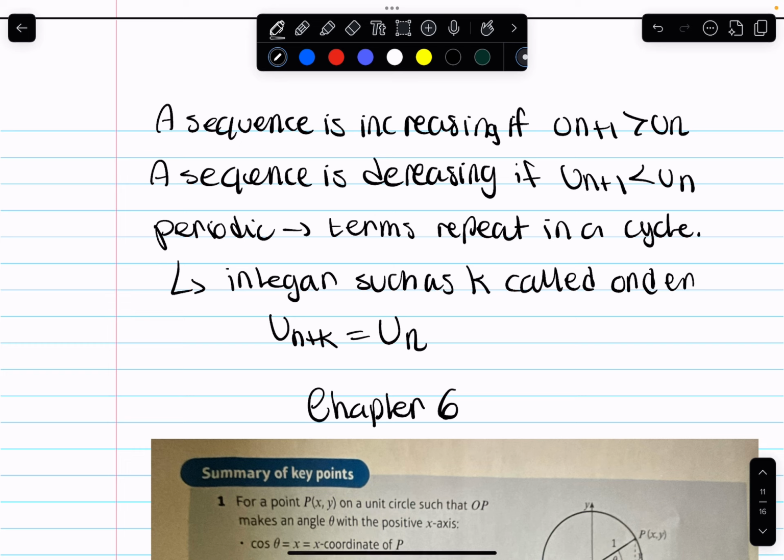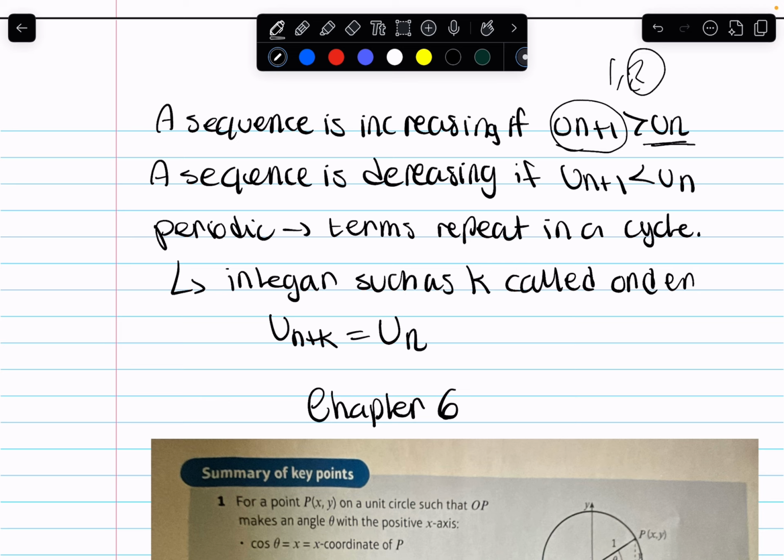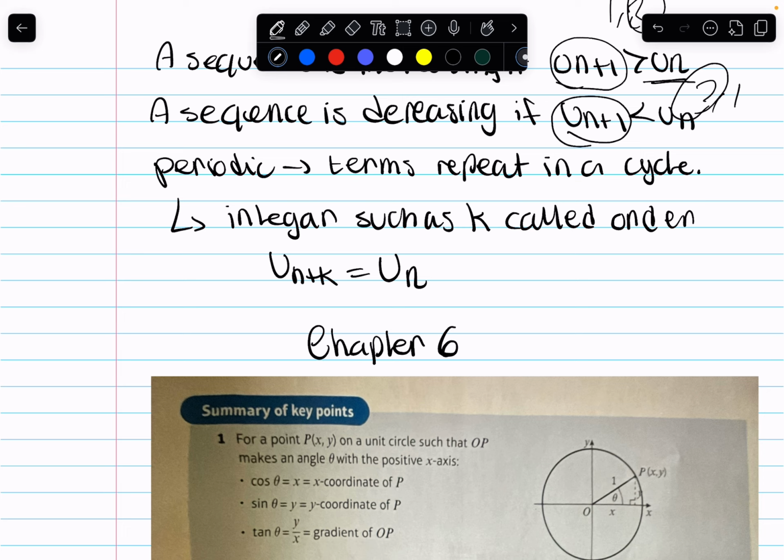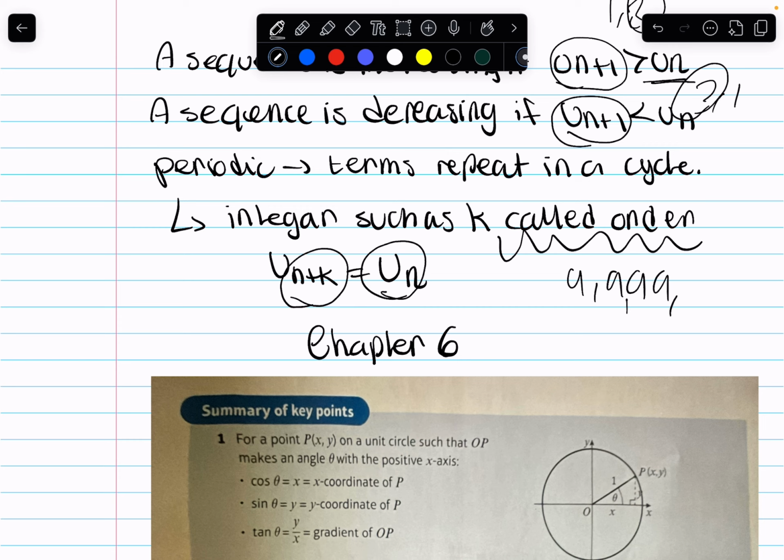A sequence is increasing if u_(n+1) is bigger than u_n, so your next term is bigger than your previous term. So if I have 1, 2, this is increasing, and the opposite goes for decreasing. So 2, 1 is decreasing because my first term is bigger than my next term. Periodic means that it's repeating in a cycle. If you have an integer k, which we call the order, we know that u_(n+k) equals u_n, and it doesn't matter how many numbers you go forward, it's always the same thing.